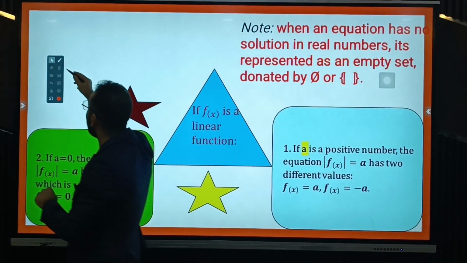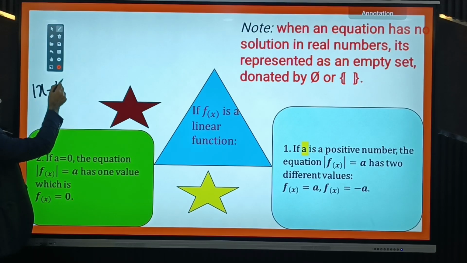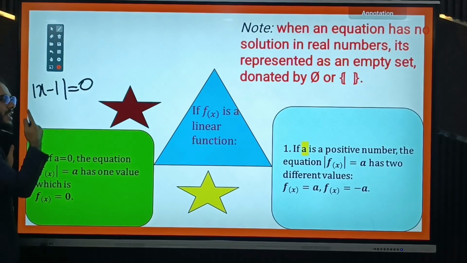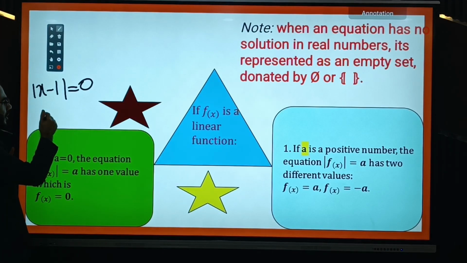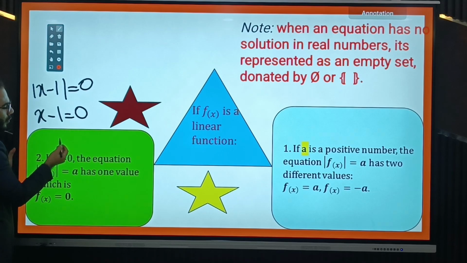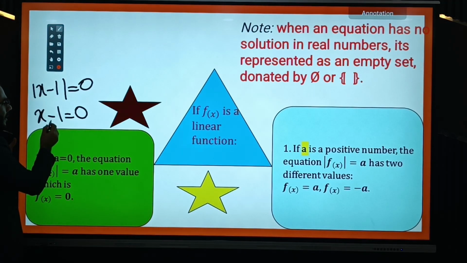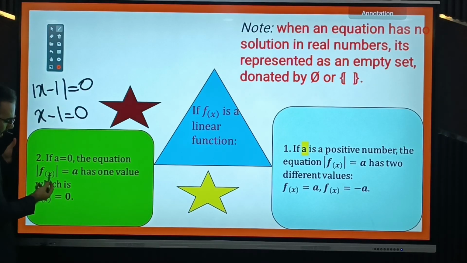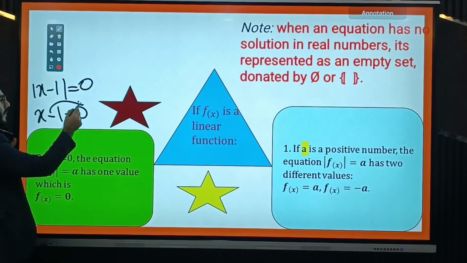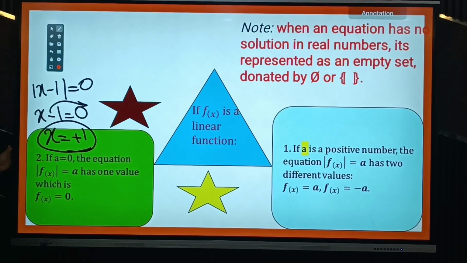Example. Let's say the absolute value of x minus 1 equals 0. It has only one solution, which is to take what is inside the absolute value, x minus 1, and set it equal to 0. Why 0? Because the absolute value equation itself equals 0. So if a is 0, that equation is going to have only one solution. Move this negative 1 to the other side, it becomes positive 1. So x equals positive 1. This is the only solution that this kind of equation is going to have.